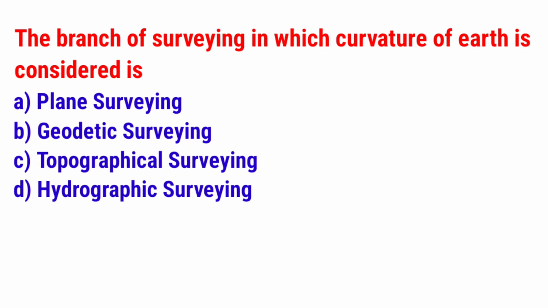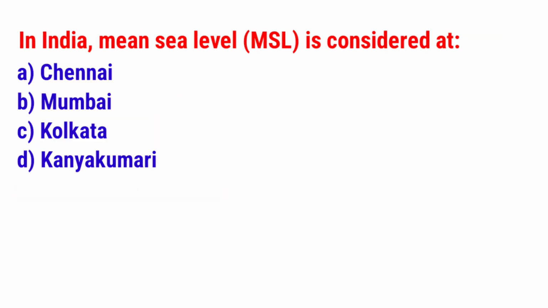Next question. The branch of surveying in which curvature of earth is considered is? The answer is option B, geodetic surveying. Next question. In India, mean sea level MSL is considered at? The answer is option B, Mumbai.